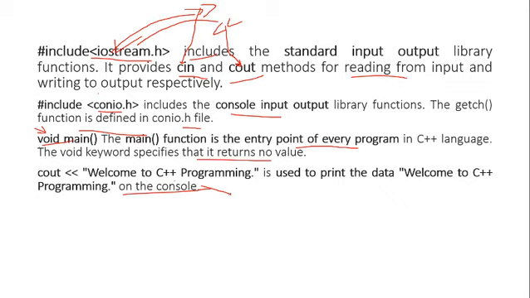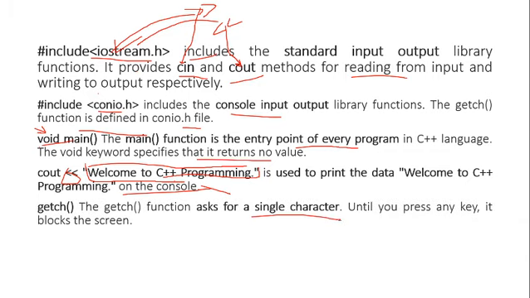Cout, Welcome to C++ programming, is used to print the data Welcome to C++ programming on the console or in the output window. So whatever text you write here, it will simply print in the console or the output window. This symbol is defined in iostream. This is used to print the output.